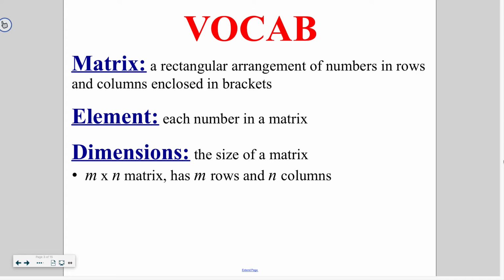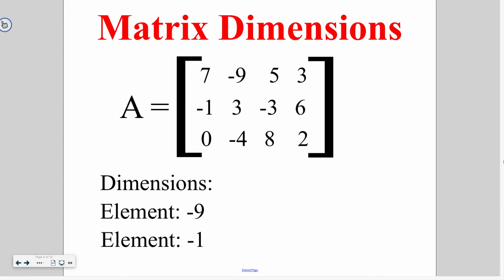Each number inside of a matrix is called an element, and then the dimensions are the size of the matrix. We refer to it as an M by N matrix, where M is the number of rows, that's going horizontally, and N is the number of columns, that's going vertically. So the first thing we want to talk about with matrices is dimensions and positions.